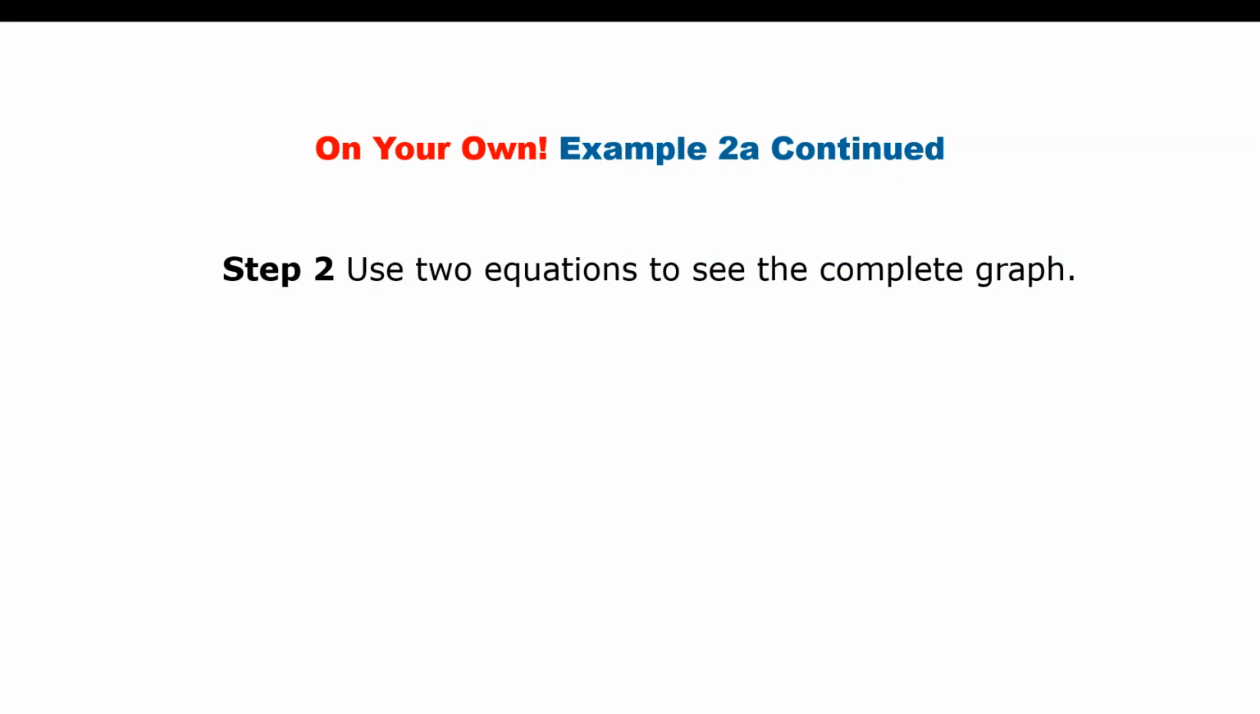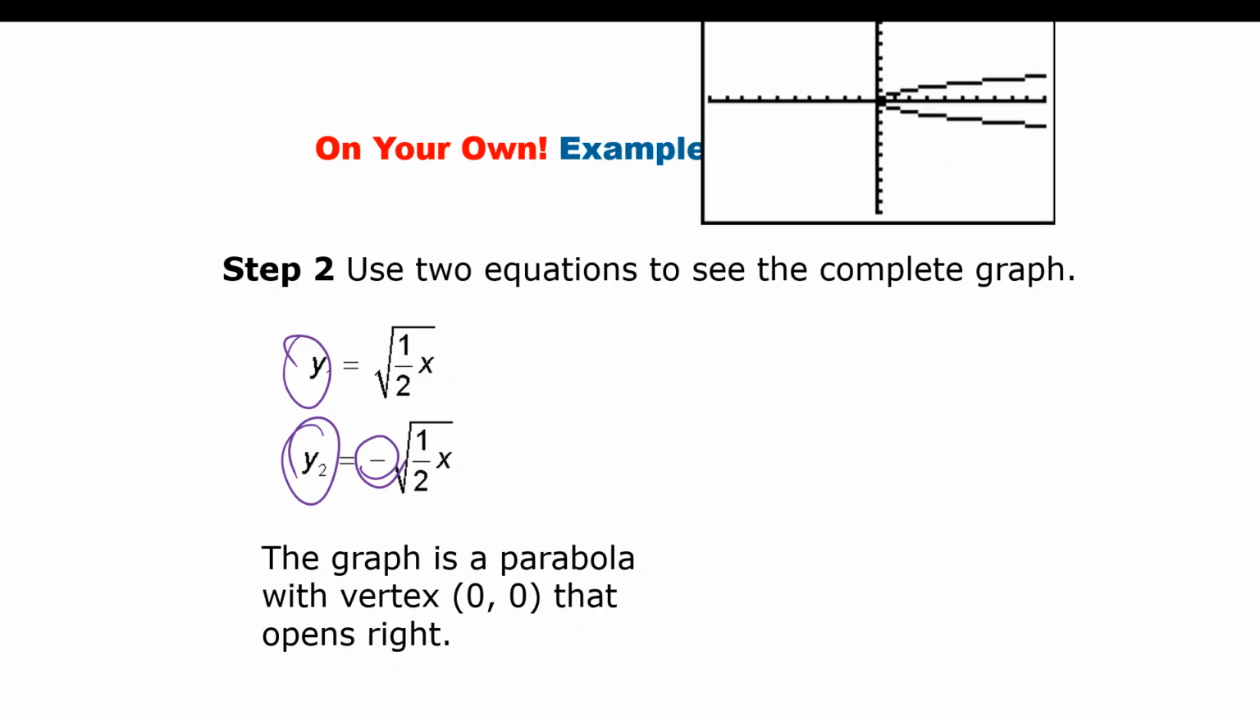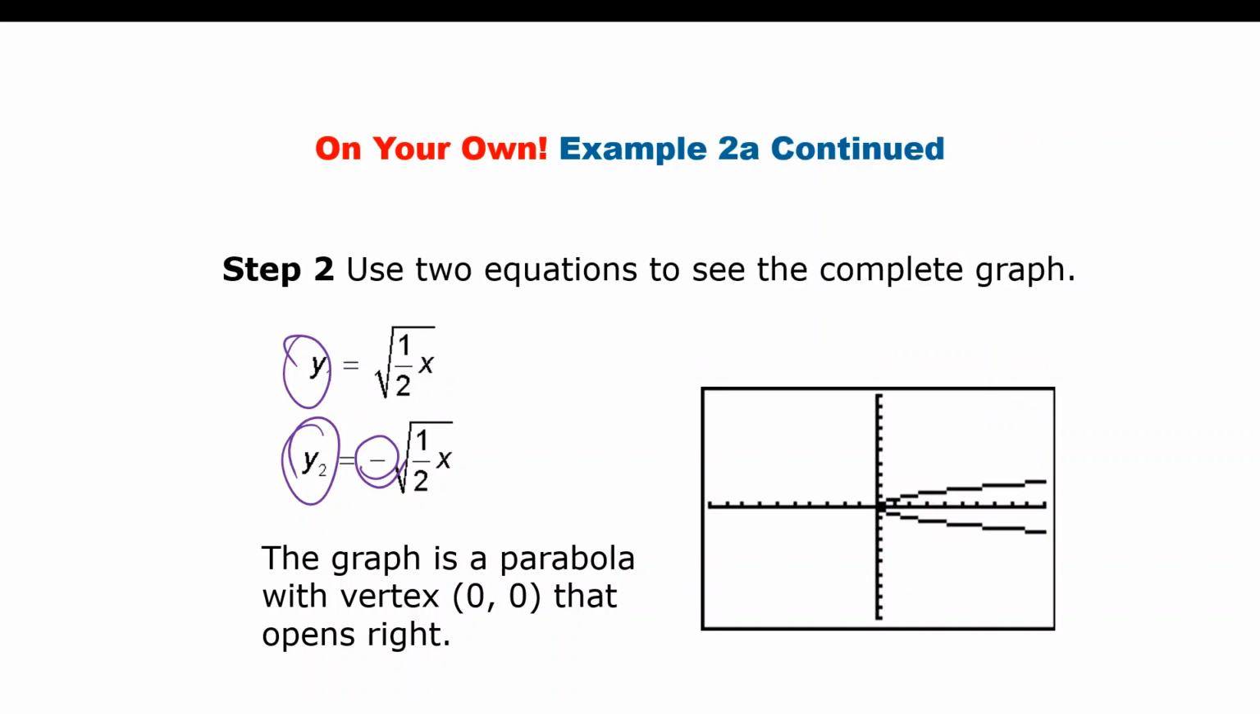All right, step 2, you want to use the two equations to see the complete graph. So we're going to take y1 in your calculator, and y1 is going to be plus, y2, don't forget to put your negative sign in there. And when you graph it, you are going to see that you get a parabola, and you are to tell me the graph is a parabola with vertex at 0, 0, and it opens to the right.